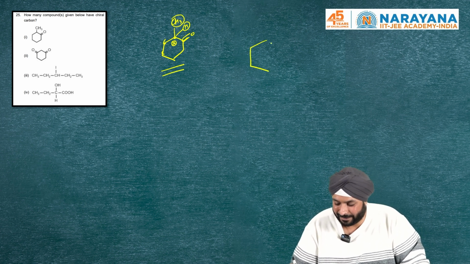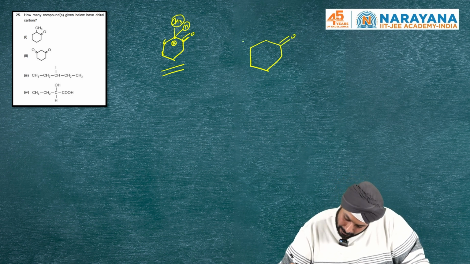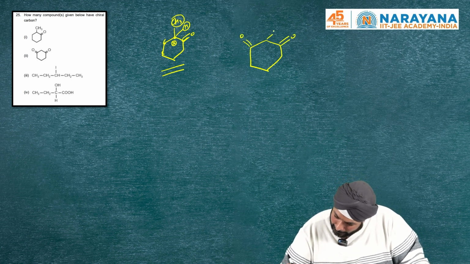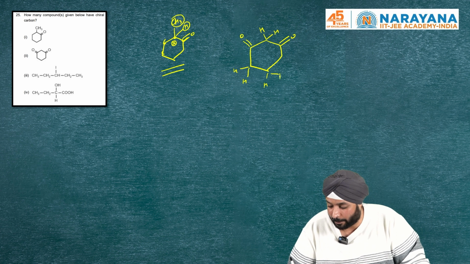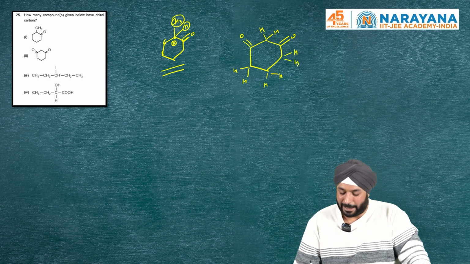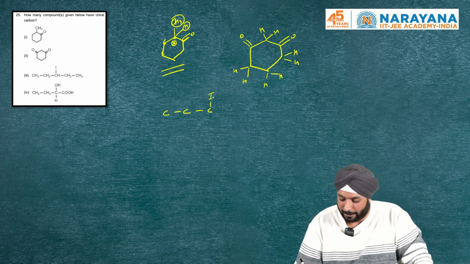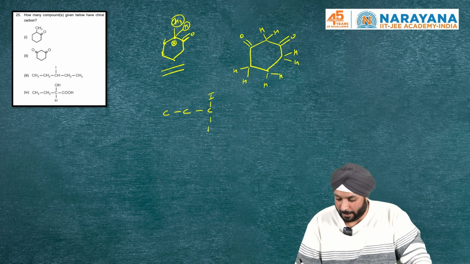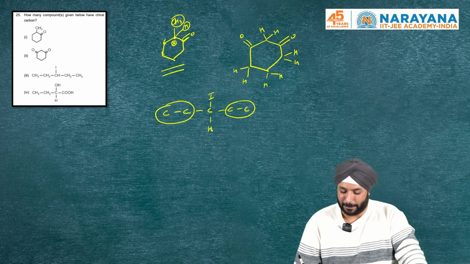Here, whatever sp3 hybridized carbon I have contains two same hydrogen atoms. So none of the carbon is chiral over here. Next, you have this carbon, iodine, hydrogen, and two ethyl groups. This group is same as this group. Again, no chiral center, right?